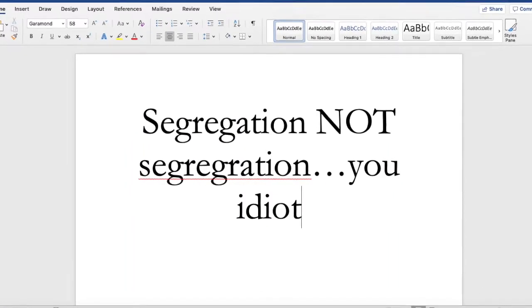A couple small notes before we get into the PowerPoint. One, I may or may not have actually known how to spell the word segregation before I made this PowerPoint, so I apologize for the continuous typo in there.